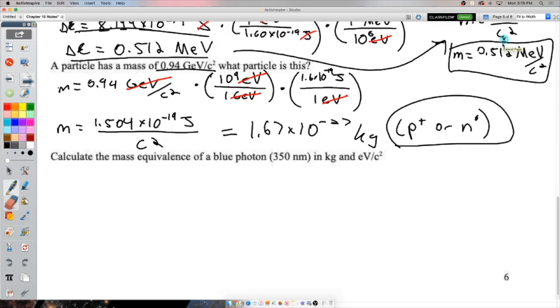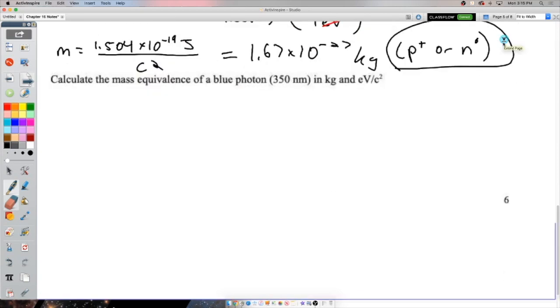Okay, calculate the mass equivalence of a blue photon in kilograms and in EV per c squared. Okay, so how would you approach this? Pause the video, try it out. We have the wavelength of a photon, which means we can find its energy, right? And if we have an energy, we now know we can find the equivalent mass with E equals mc squared. So we kind of see a path forward, right?